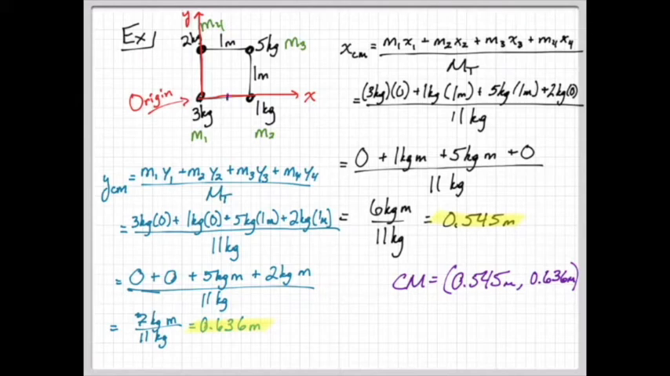And if we try to diagram this out on the picture, assuming that it's perfectly drawn to scale, we would see that it's not quite in the middle. It's a little bit closer to the 5 kilogram side. So a little more to the right and a little more up.